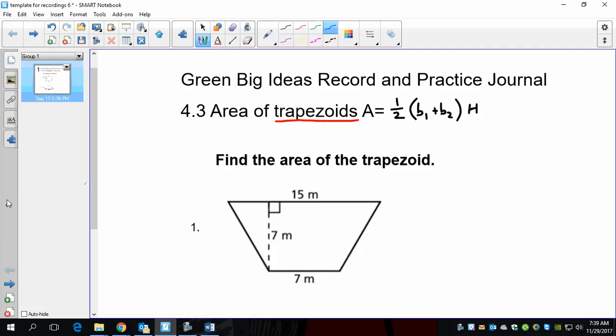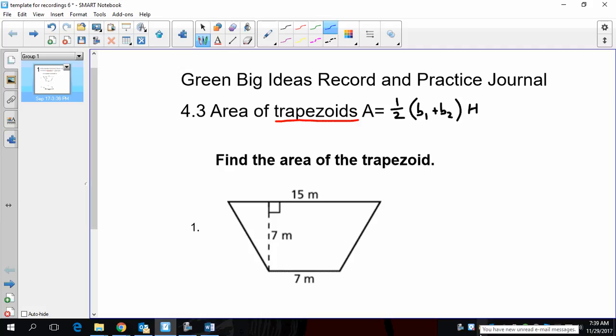All right, we are working through the Green Big Ideas Record and Practice Journal. Today we're working on 4.3, and what we're doing in 4.3 is area of trapezoids. Our formula is here. It's a little bit bulky, but it's got some stuff involved from the triangle formula.